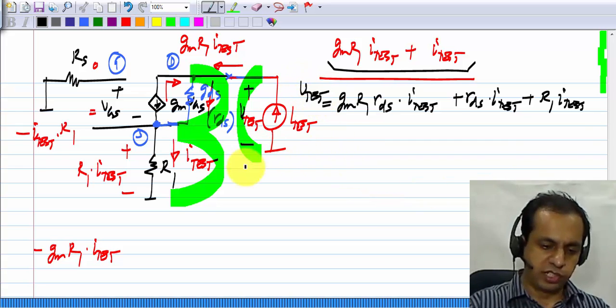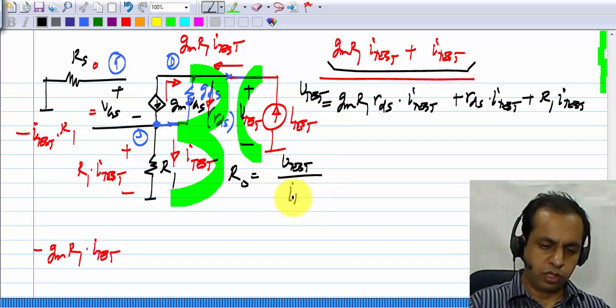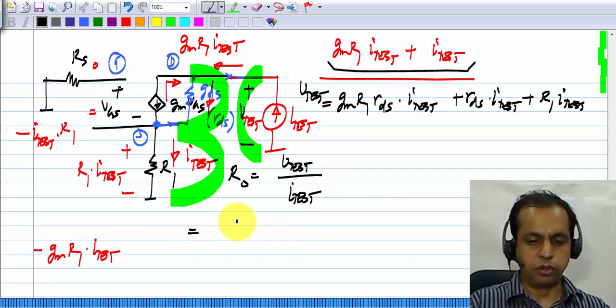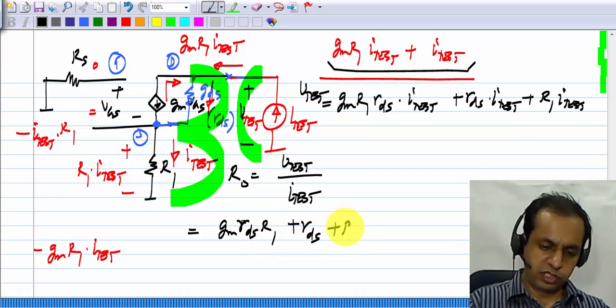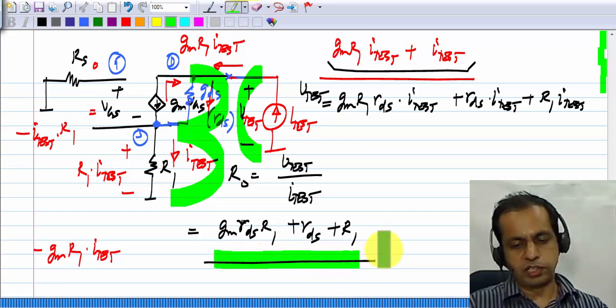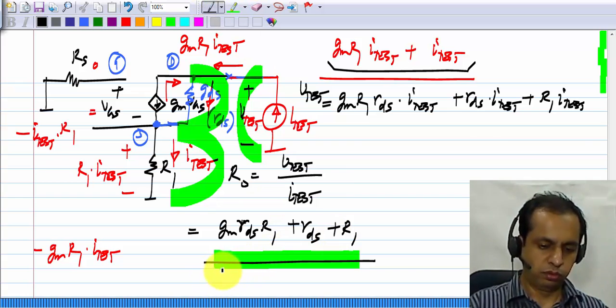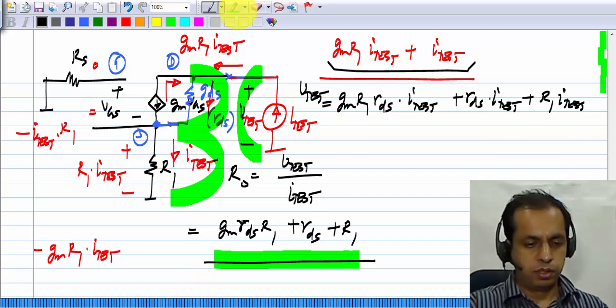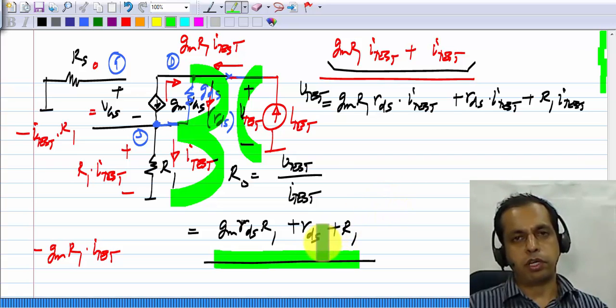And what is the output resistance? It's the ratio of V test to I test, and it is equal to GM RDS R1 plus RDS plus R1. Okay. So this is the output resistance of our voltage controlled current source. Now, what can you see from this expression? Is it going to be very large like we want from a current source, or small and not really useful as a current source?